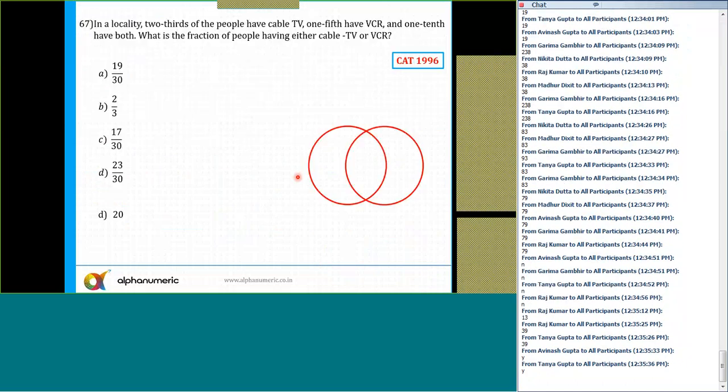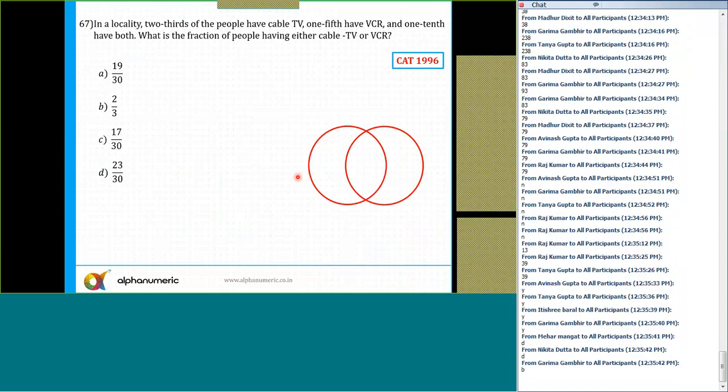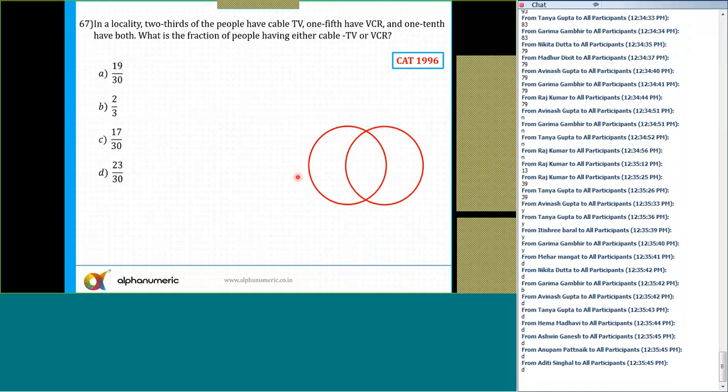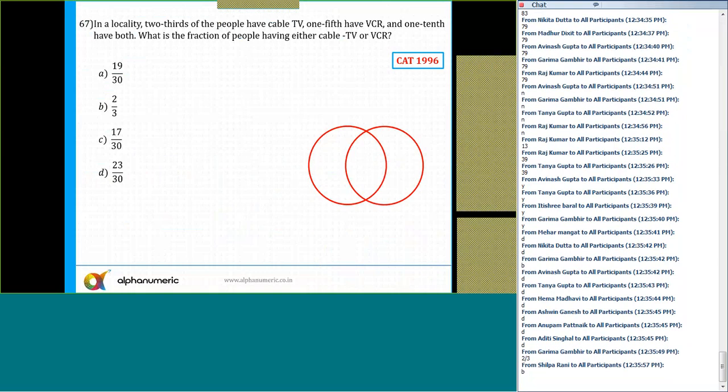So this was an easy set here. 67. What is the answer for question number 67 now? Tell me. Option D? No, the correct answer is option B. Why have all of you got D? Most of you have got D, but the answer is option B.